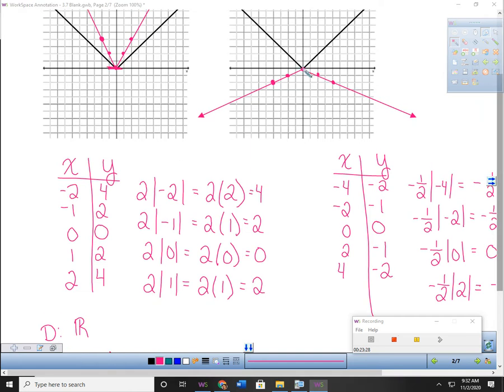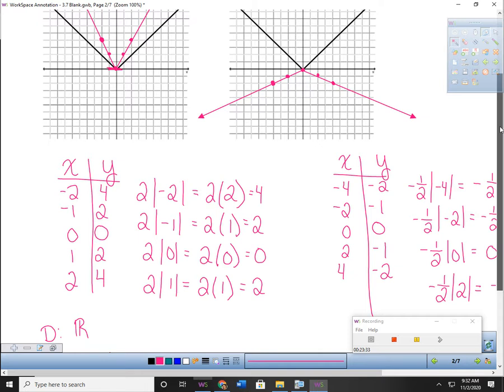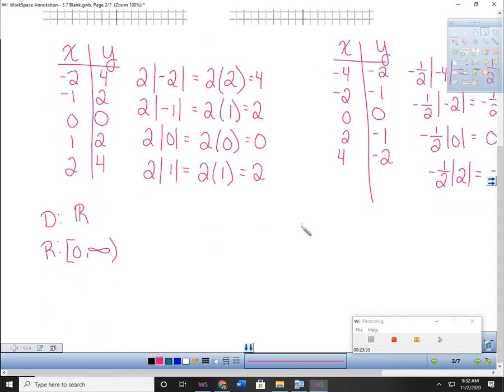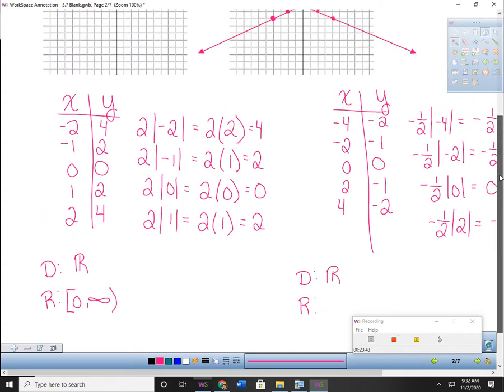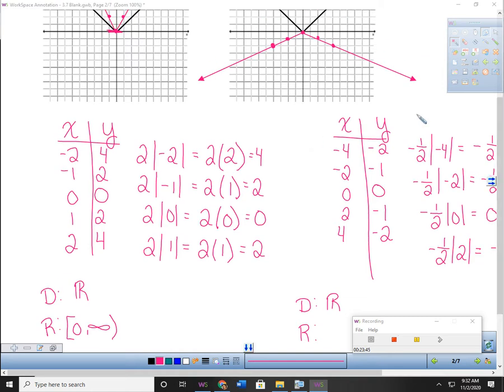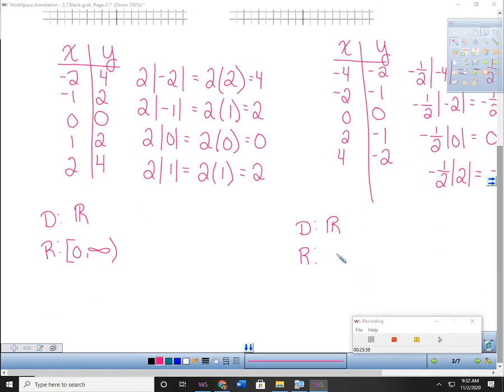We've got domain. How far left to how far right? All right, so that would be all real numbers. But the range is going to be a little different because we're not starting at a number. We're starting at negative infinity, and it has a high point, right? So this would be negative infinity all the way up to 0. So you're going to be backwards a little bit.